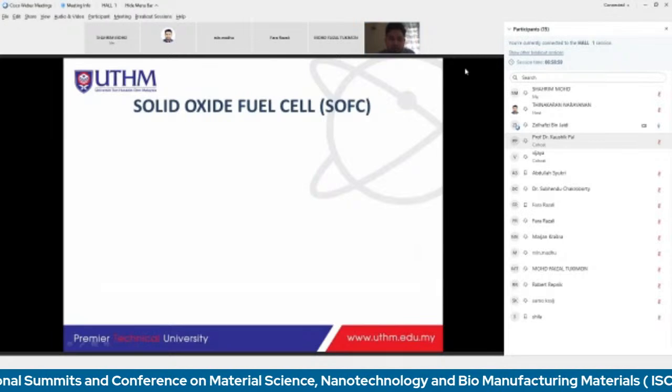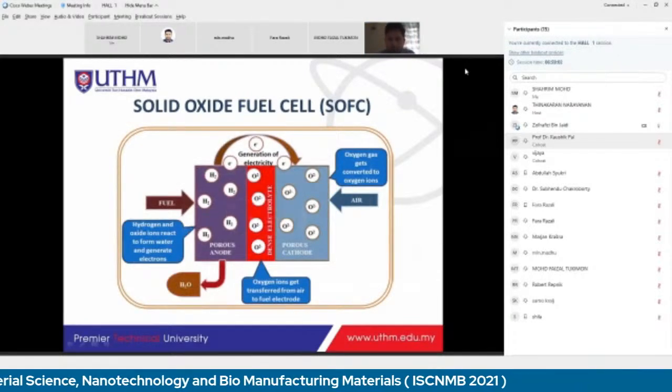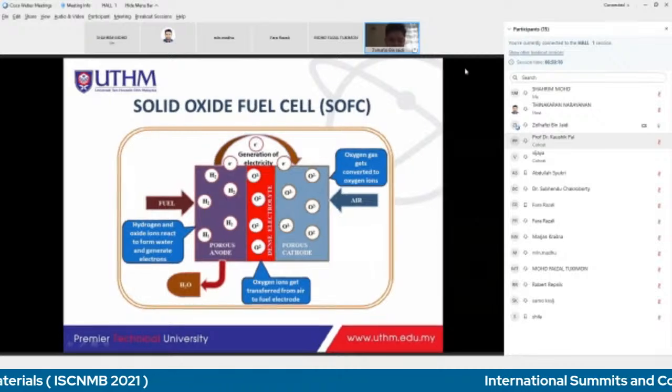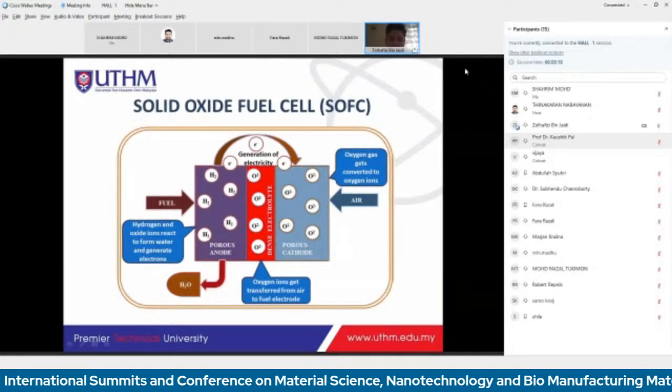Okay, solid oxide fuel cell. As you can see on the screen, it's a simple figure of a solid oxide fuel cell. Generally, a single solid oxide fuel cell consists of two porous electrodes, an anode and a cathode, sandwiching a dense solid oxide electrolyte that is not permeable to other ions.